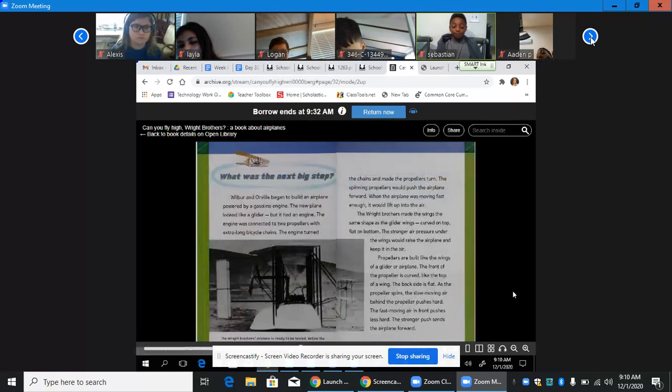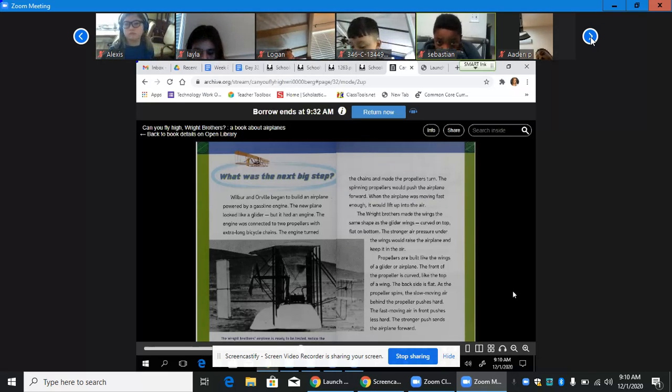All right. What was the next step? Wilbur and Orville began to build an airplane powered by a gasoline engine. Okay, so now they're getting even bigger. Before, the glider was powered by what? Wind. Very good. The new plane looked like a glider, but it had an engine. So it still looked similar to a glider, but there was an engine in it.